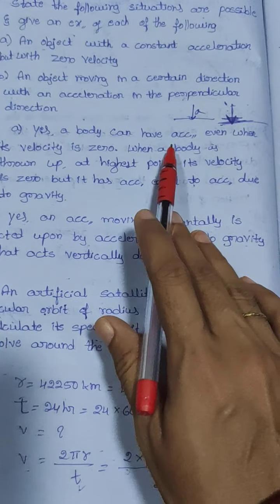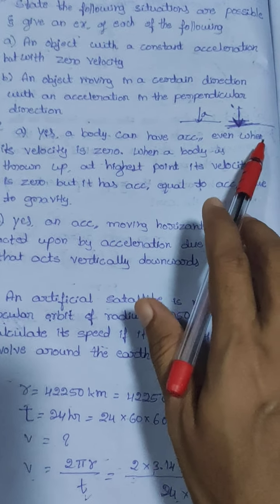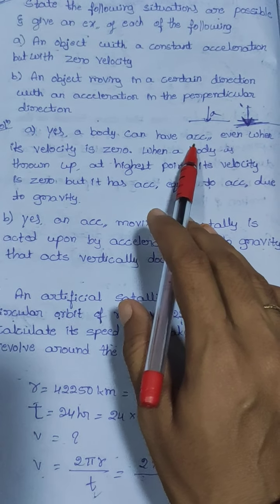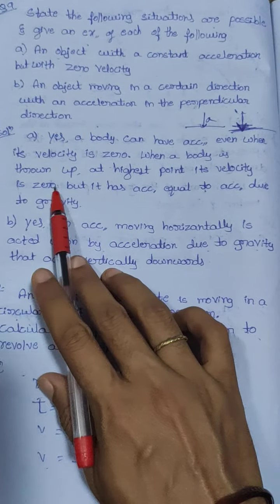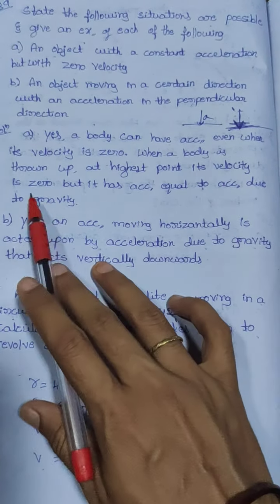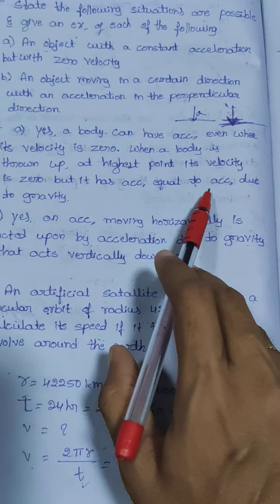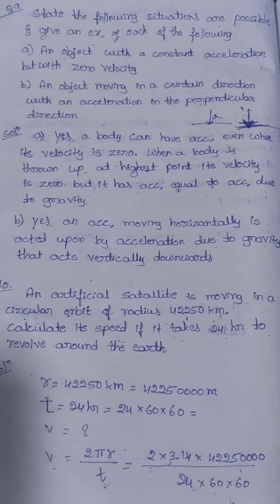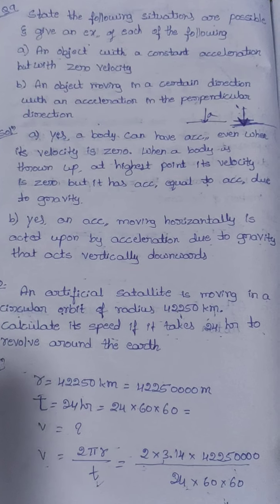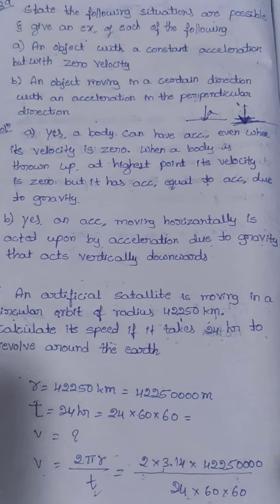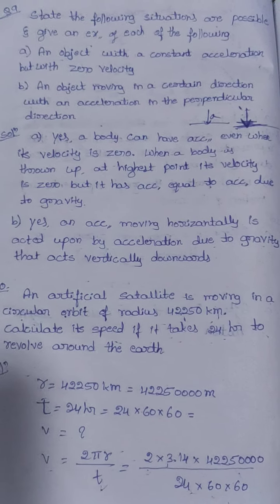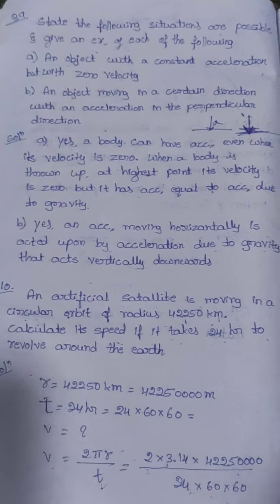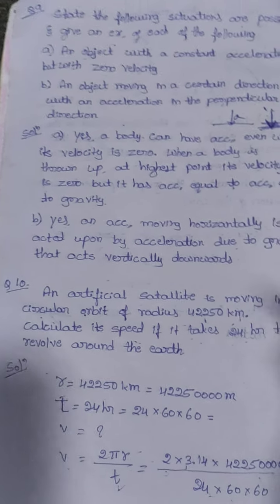A body can have acceleration even when its velocity is zero. Velocity zero, even then acceleration is there. When? When a body is thrown up, at the highest point its velocity is 0 but it has an acceleration equal to acceleration due to gravity. Whenever you throw something in the upward direction, its velocity is 0 but it also has acceleration due to gravity, that is 9.8 meter per second square. This shows that even though the velocity of an object is 0, it has an acceleration.